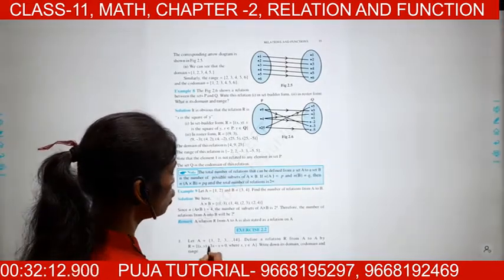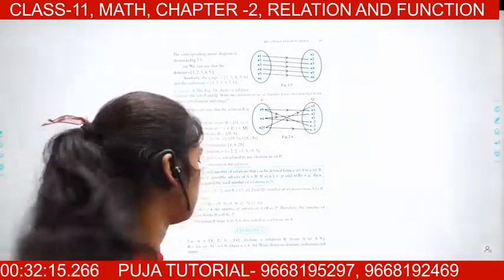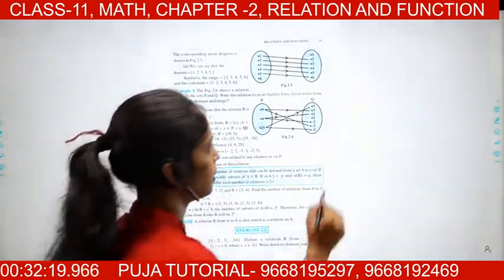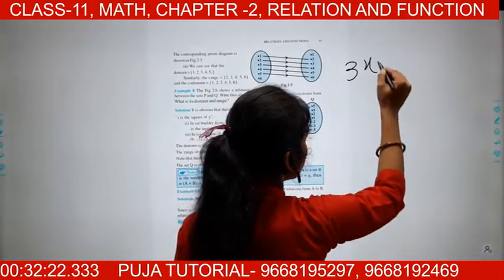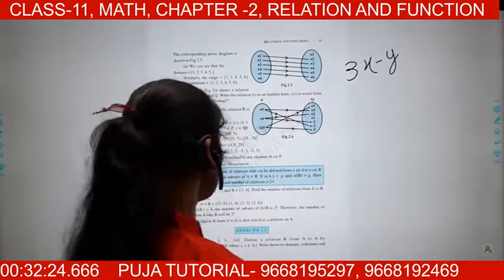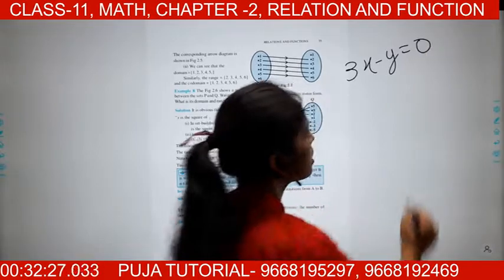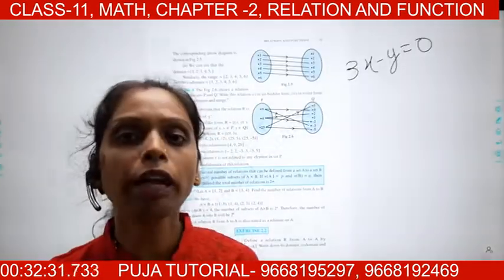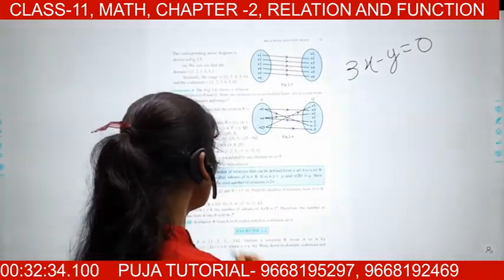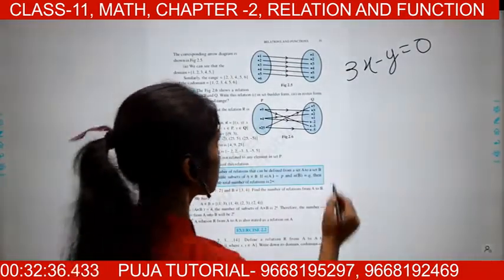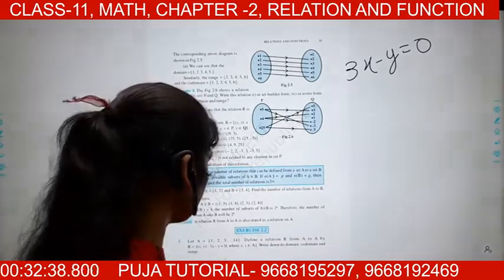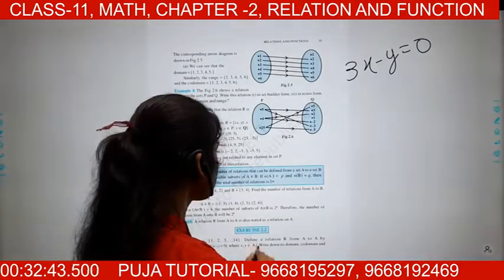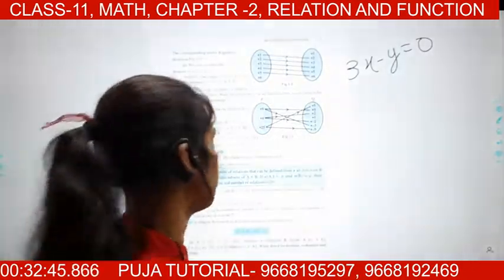Let A be equal to 1 to 4. Define a relation from A to A where 3x minus y is equal to 0. This is the criteria given here. Okay. Then what is the domain, codomain and range? Here x and y both belong to A.